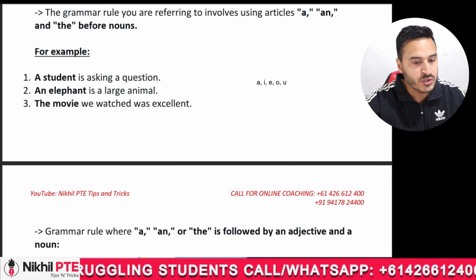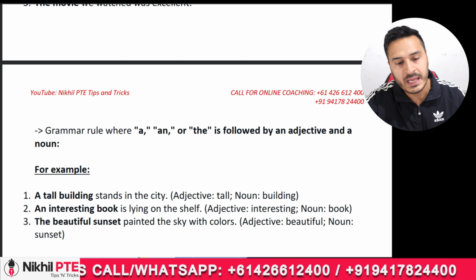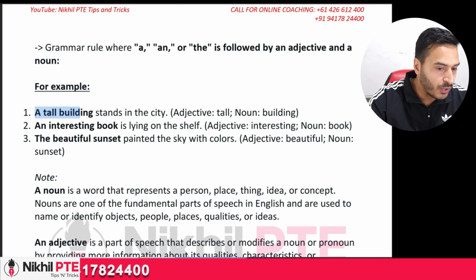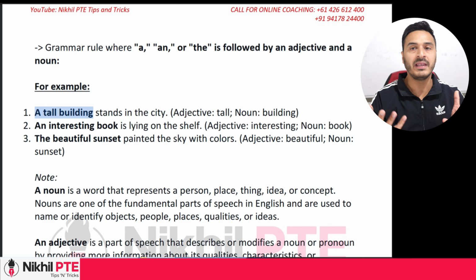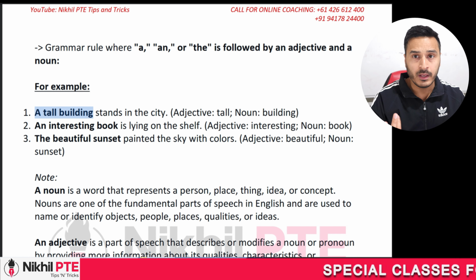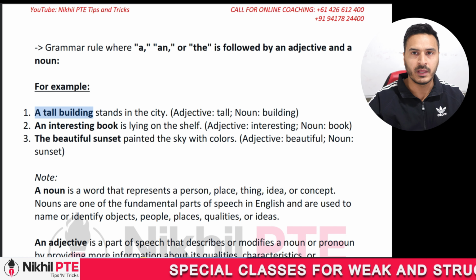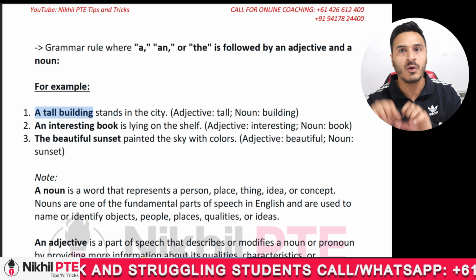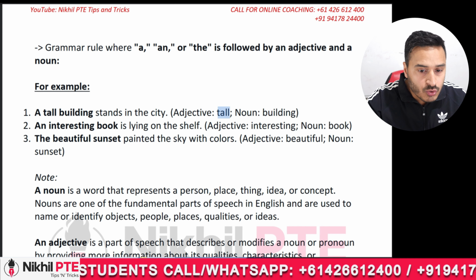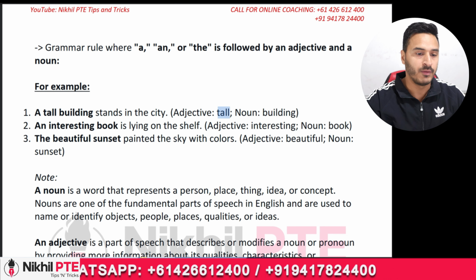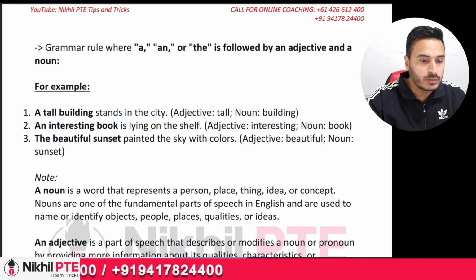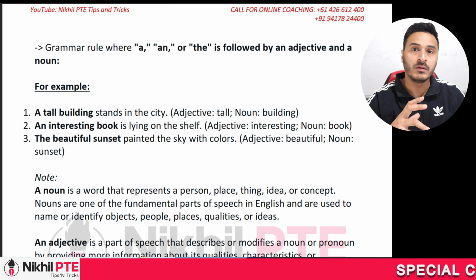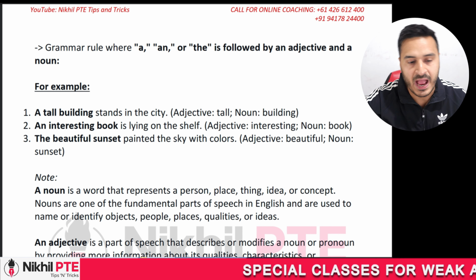The movie we watched was excellent. So grammar rule where a, an or the is followed by an adjective and a noun. So here is the example. A tall building. Tall is an adjective. Okay. What is an adjective? To show something, right? To clear the picture of that person or any building or any noun. So here the building is tall. That is why tall is an adjective. An interesting book, the beautiful sunset. These are all the combination of adjective and noun.